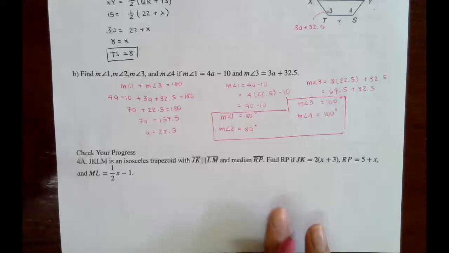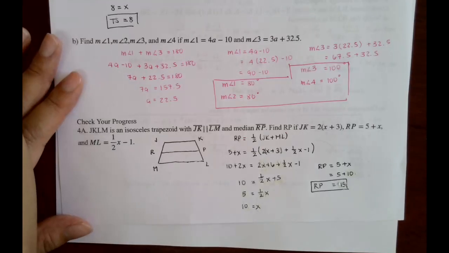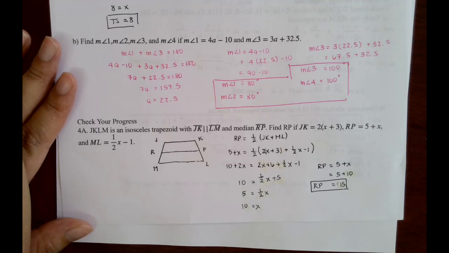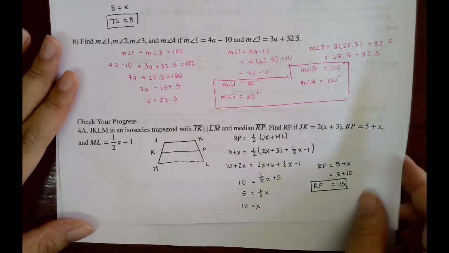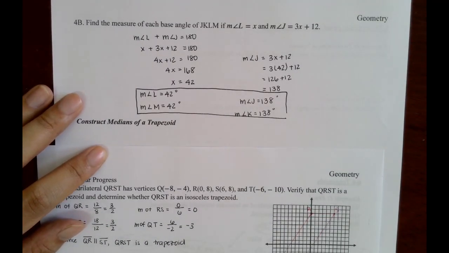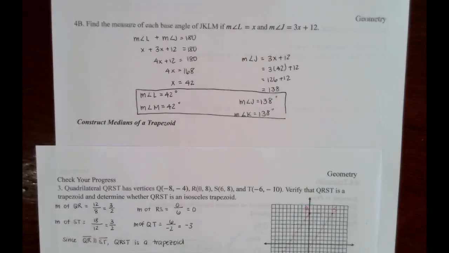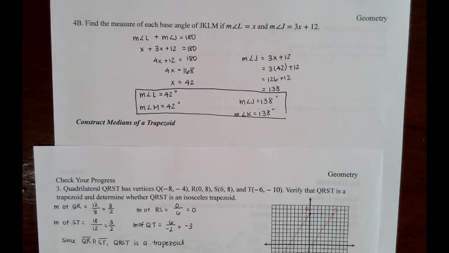Okay. So why don't you try CYP 4A and 4B on your own, and then come check your answer when you're done. Okay, so for 4A, you should have gotten RP equals 15. And for 4B, measure of angle L is 42, measure of angle M is 42, measure of angle J is 138, and measure of angle K is 138. If you got that, you can skip ahead to the construction section, or you can get started on your homework. Okay? If not, here's your explanation.